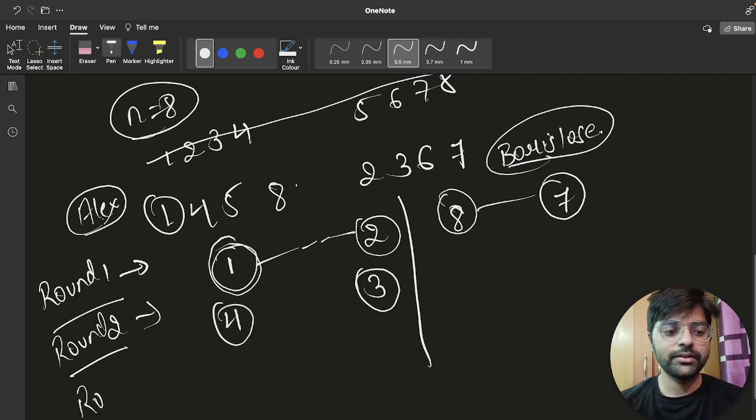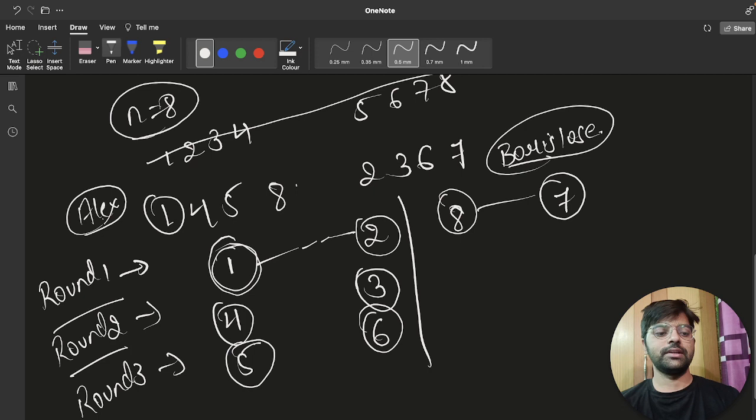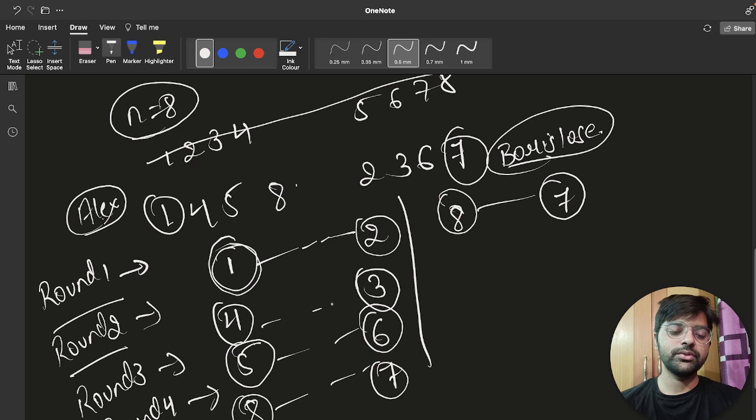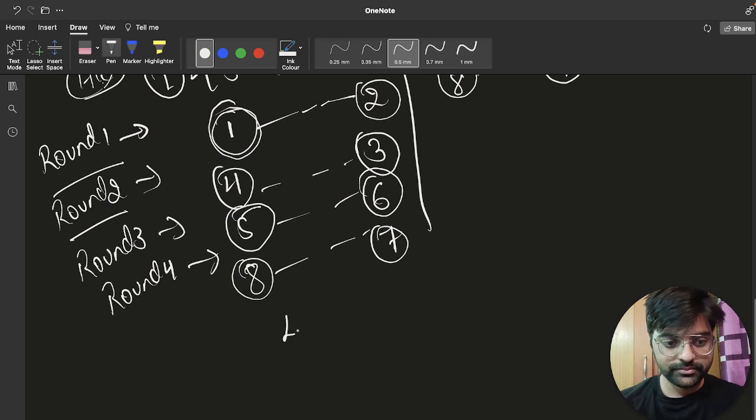Now in round 3, who will throw the first card? Now Alex. He will throw 5, and to negate this, Boris has to throw 6. Now in round 4, again, who will throw the first card? Boris will throw the first card. He will throw 7 and Alex 8. Now every move is negated. So this is a draw condition.